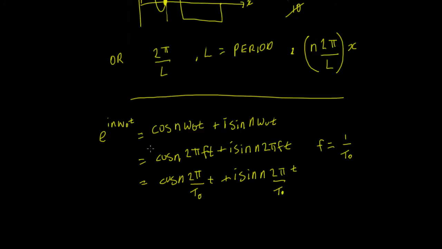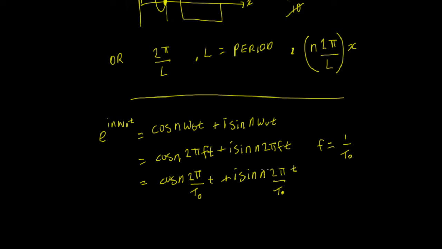Now, just to finish off, what we do in electrical engineering is take this e to the i n omega naught t, and write it as cos n omega naught t plus i sin n omega naught t, which, if we open this out, is cos n 2 pi f t plus i sin n 2 pi f t. Now the frequency of the function is just 1 over the period, and the period is t naught. So we can write that as cos n 2 pi upon t naught t plus i sin n 2 pi upon t naught t.